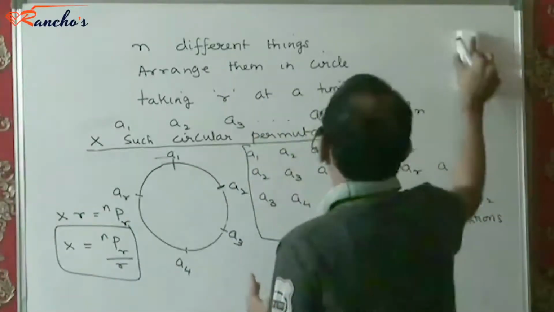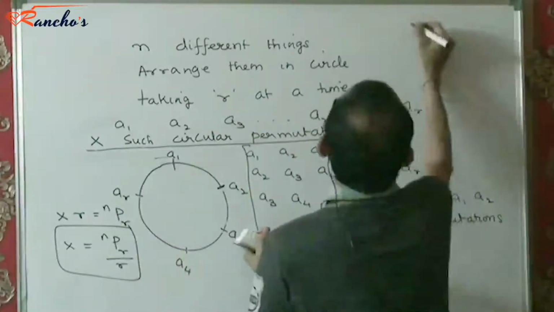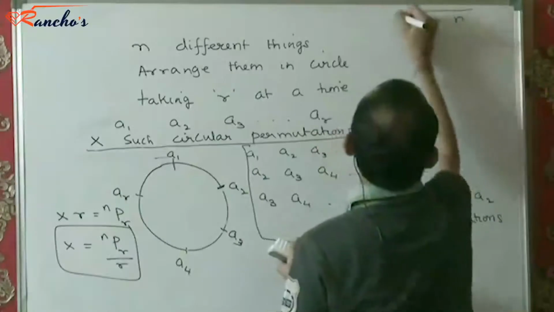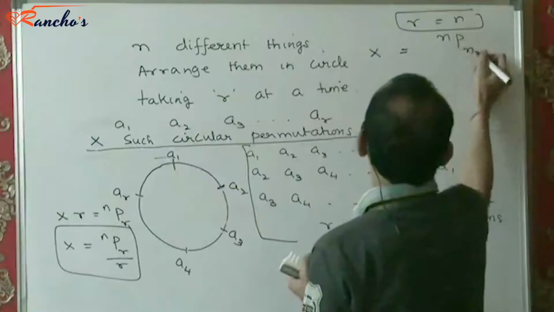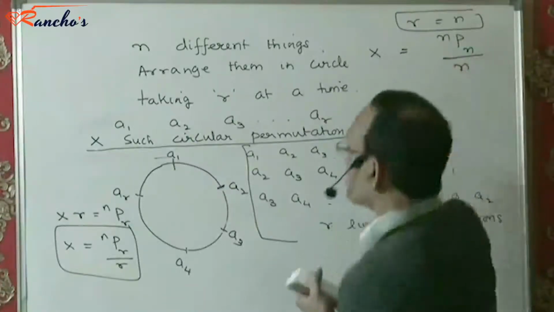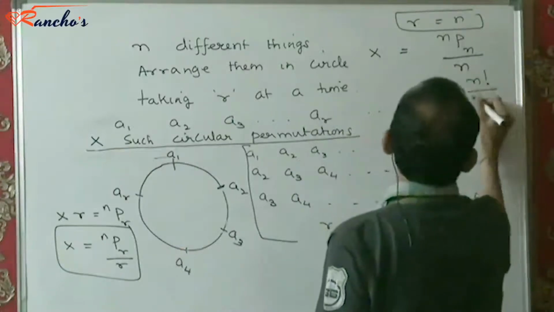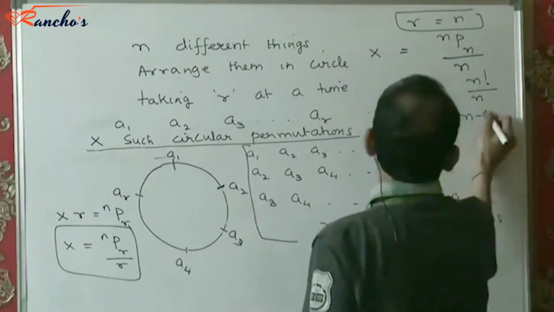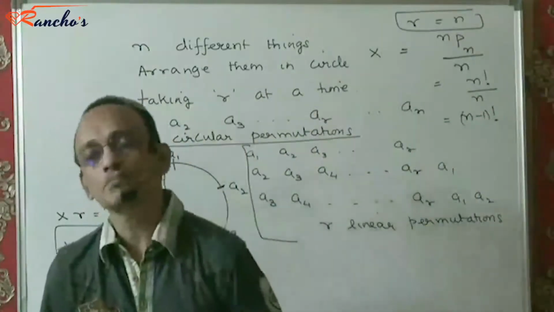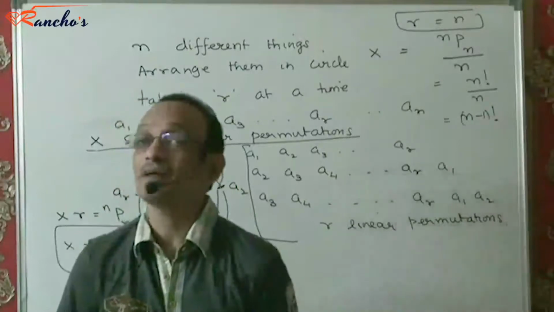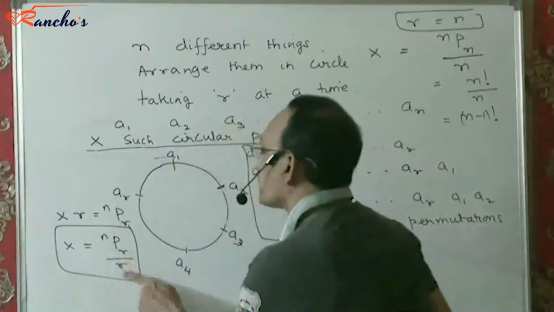Now, what we did in our previous session was a special case of this, where r is equal to n. When r becomes equal to n, what happens to this x? x becomes nPn divided by n. Put r equal to n. So nPn is n factorial, divided by n, which makes it n minus 1 factorial, which is what we did in the previous session. So the number of circular permutations would be n minus 1 factorial if r is equal to n. Otherwise, it's nPr by r.